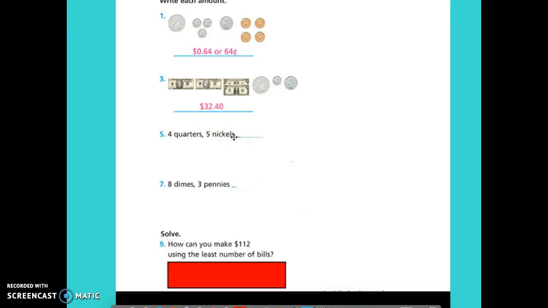These should be easier. So now we're going to add, it just gives us the written amount. So go ahead and figure each of these out. We know that 4 quarters at 25 cents a piece equals 1 whole dollar. You know that equals $1. And 5 nickels, nickels are worth 5 cents a piece. And there's 5 of them, so 5 times 5 is 25. So we end up with $1 plus 25. So when we add those together, we should end up with a total of $1.25.